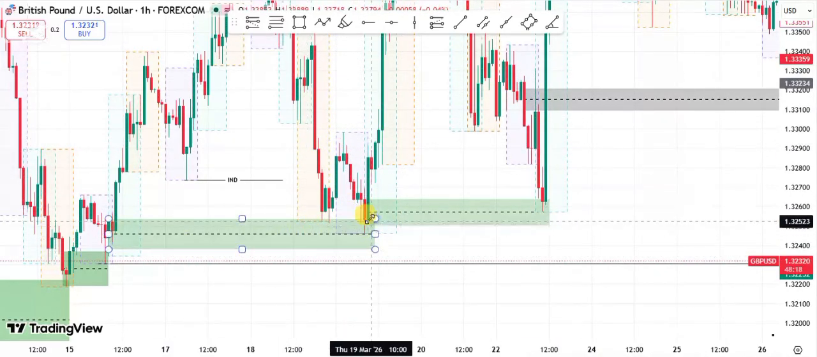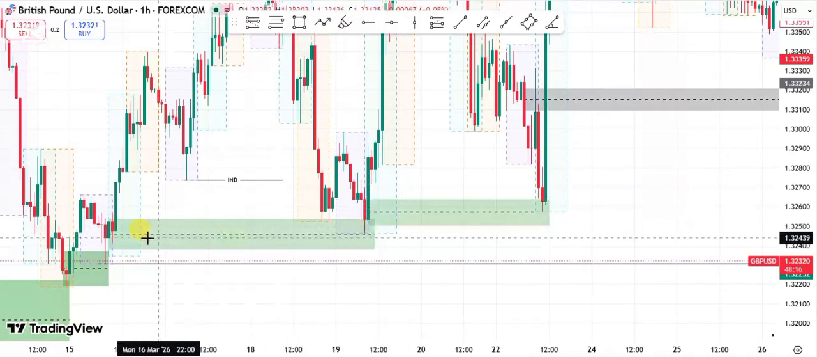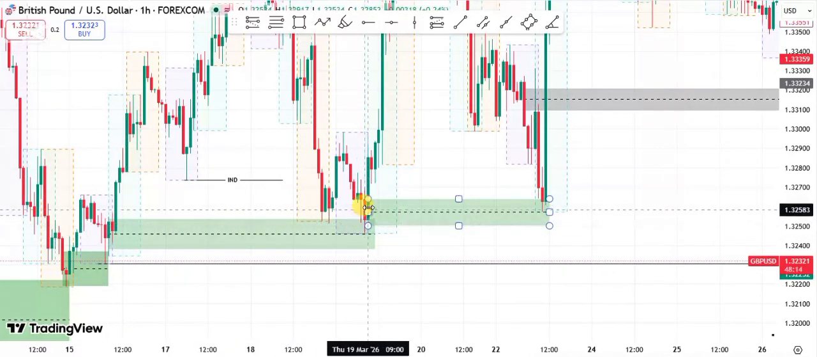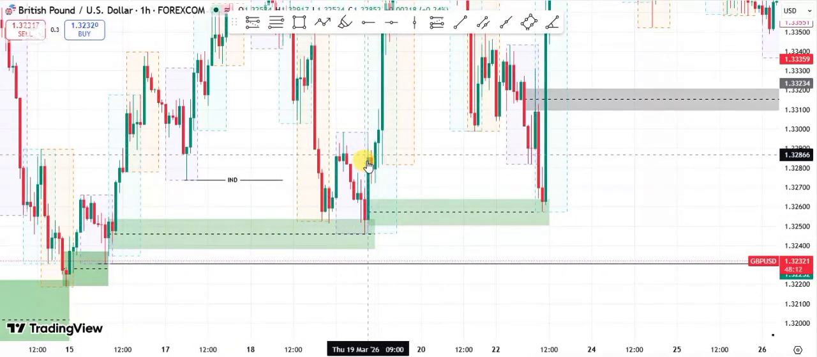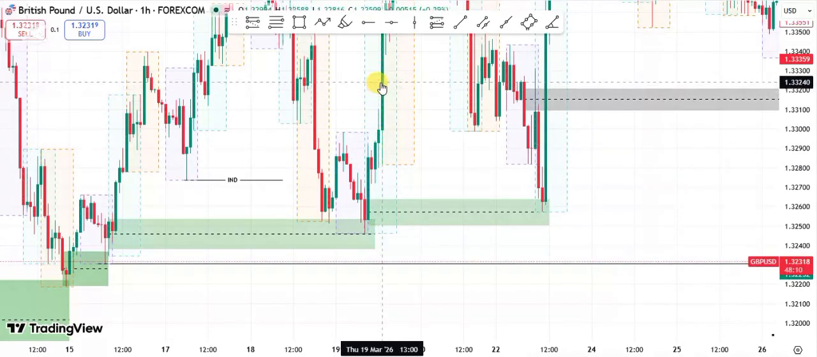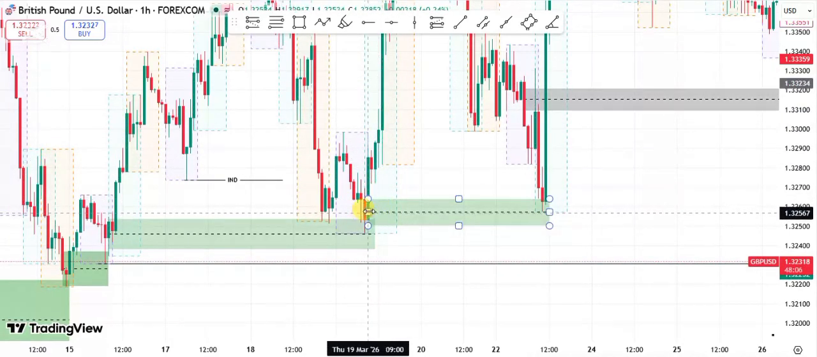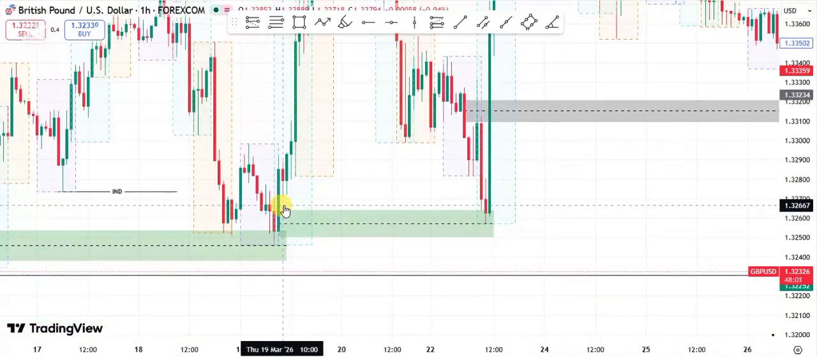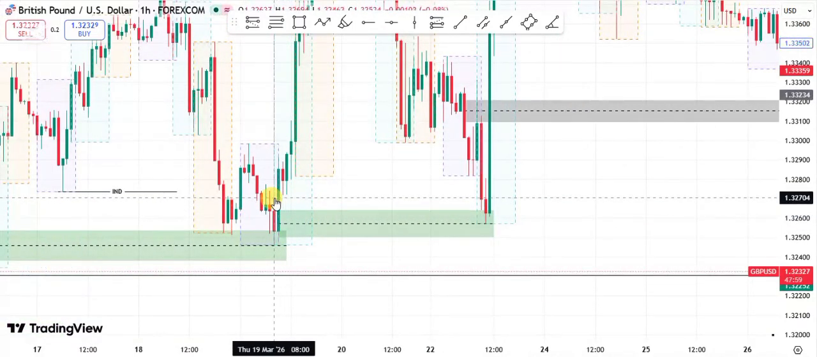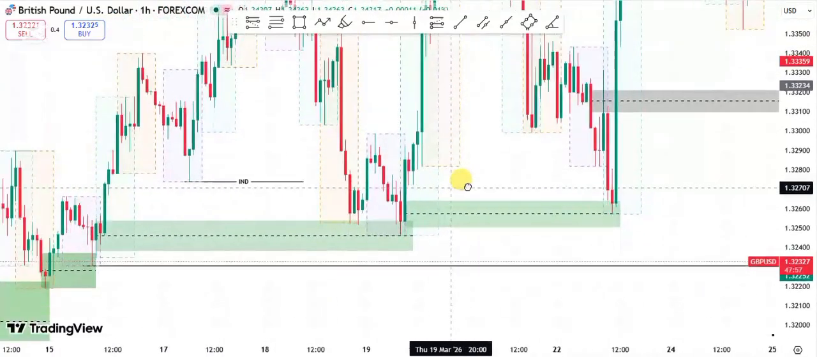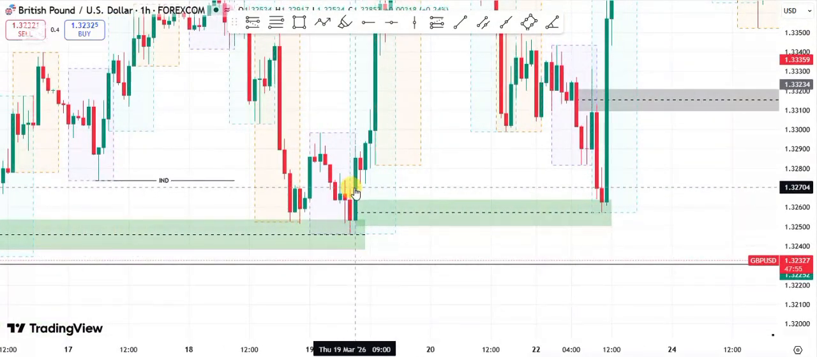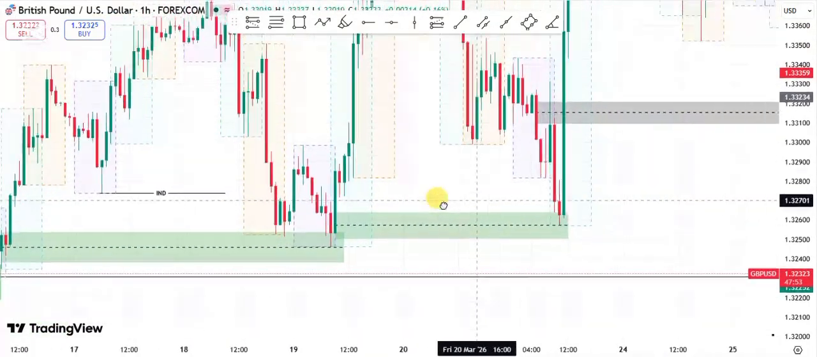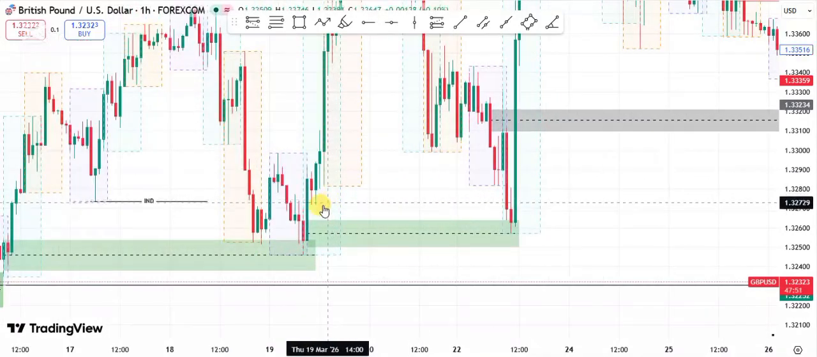Now, after it came deeper and mitigated this other block, it went and this candle broke the structure. But after the break of structure, this zone was never mitigated. So I knew that this order block was going to hold. And then again, the order block has an FVG, which is something I must see. If my order block does not have an FVG in it, then I will not trade it most of the time. So the FVG qualifies the order block for me.